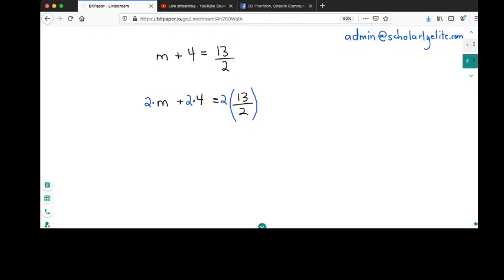Okay, so let's go ahead and do these multiplications. 2 times m is going to be 2m. 2 times 4 is going to be 8. And then where it gets interesting is this right here.